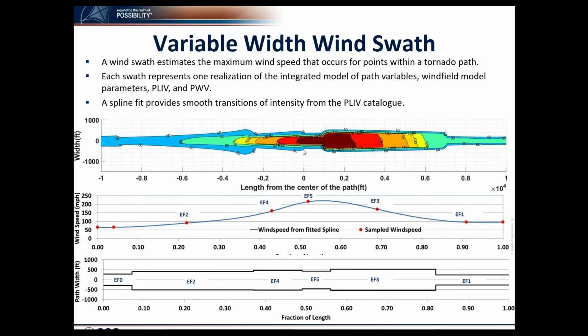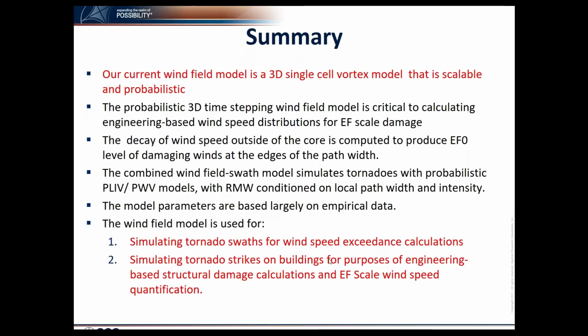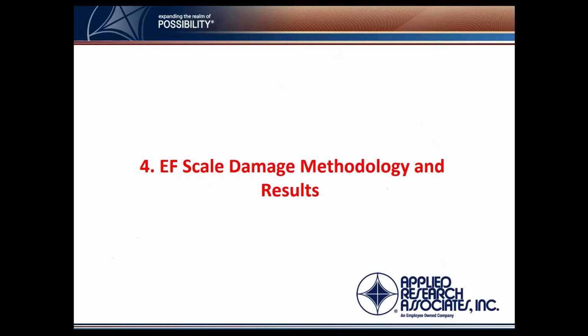And this produced a wind swath actually consistent with the sampled PLIV and PWV, that means path width variation catalog. So in summary, we used a three-dimensional single-cell vortex model that is scalable and probabilistic, and we are using the wind field to simulate tornado swath and wind speed exceedance calculation. Also, the wind field model is a key component in our damage model.